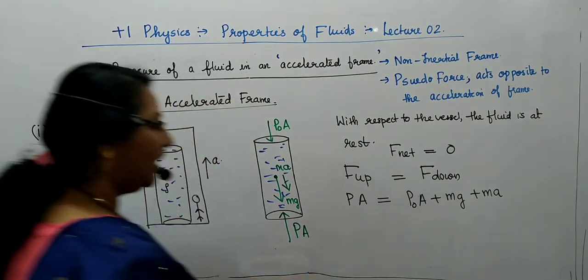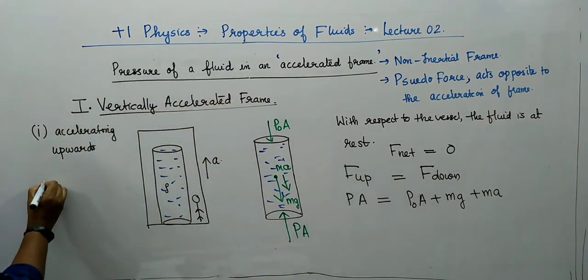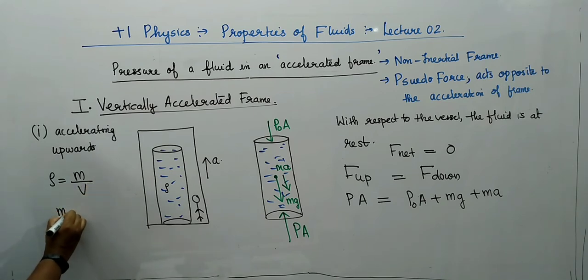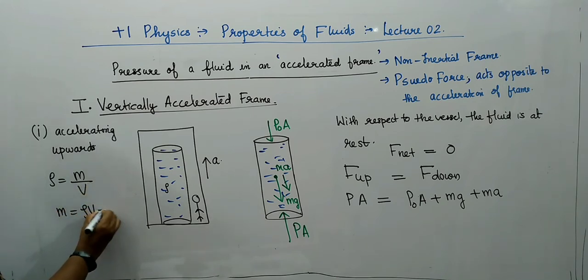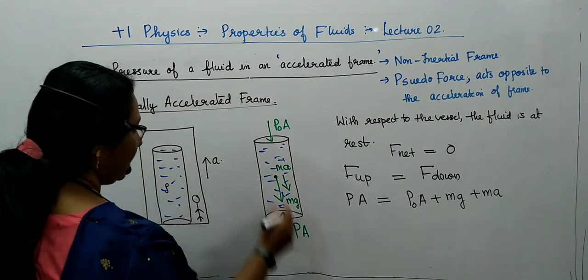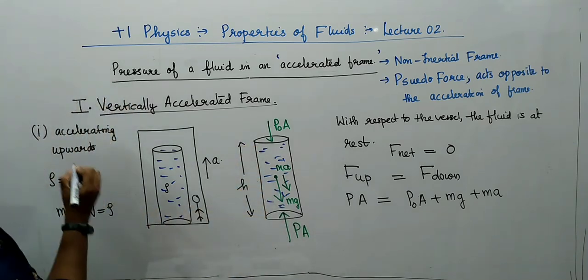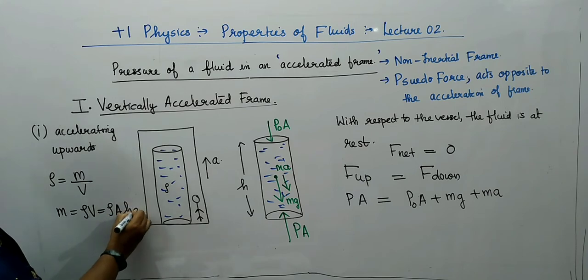Clear. And what is mass? Density is mass by volume, so mass is equal to density into volume. What is volume? Area is A, and this much height of the fluid column is H. Then we write rho A H into G.